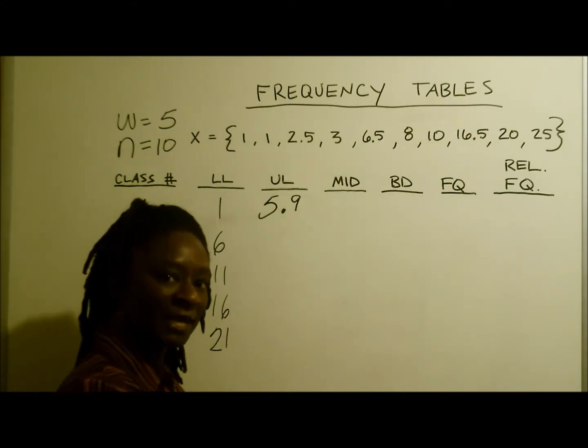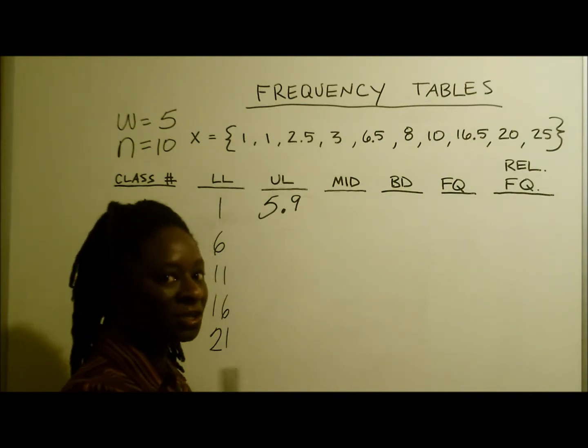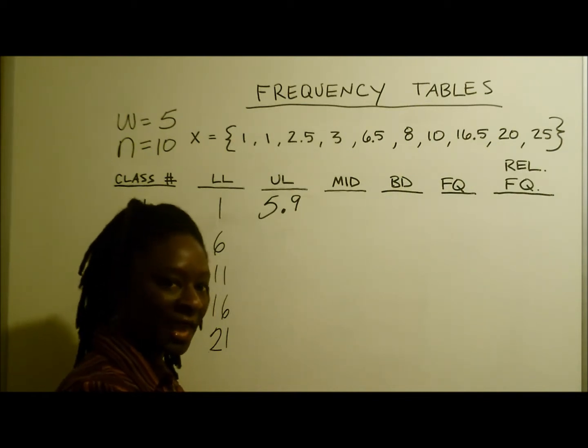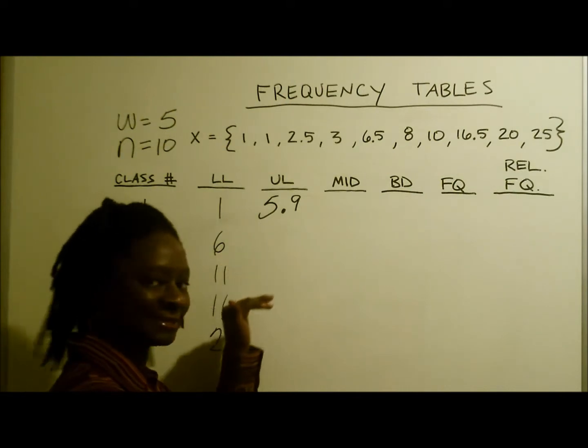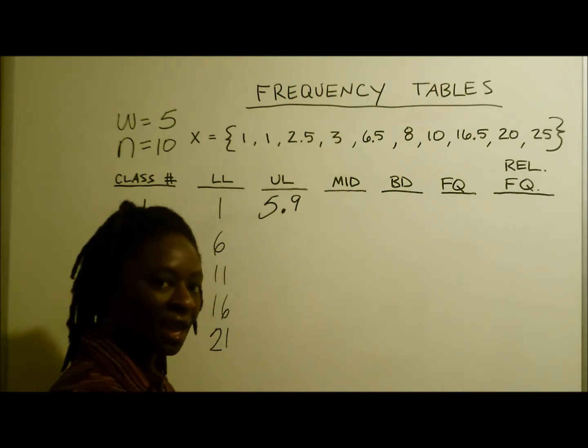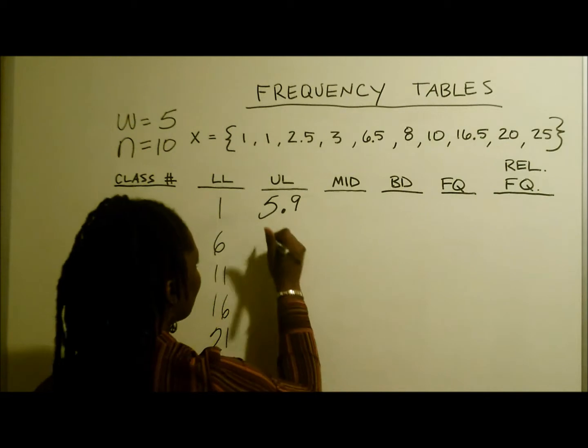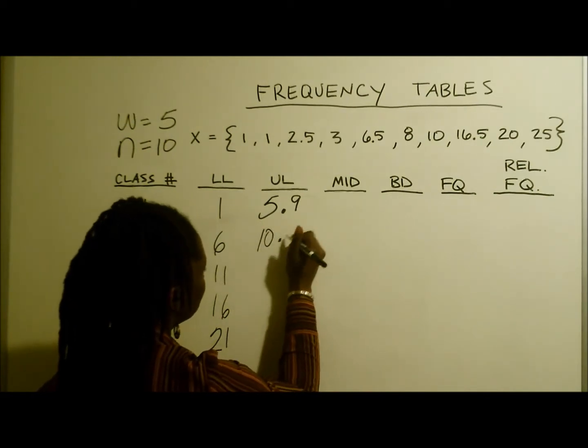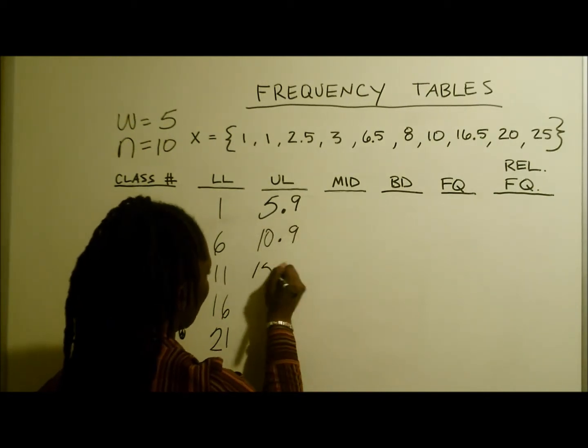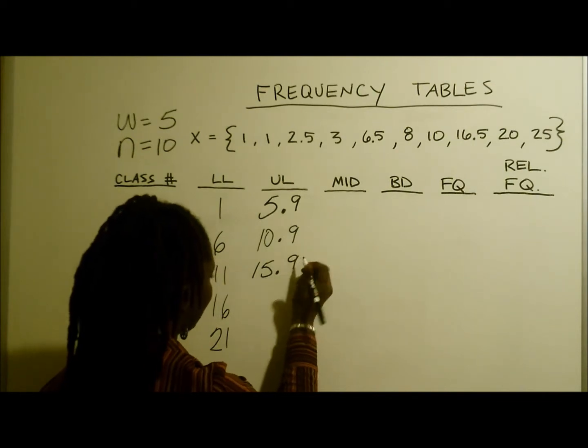So how do we find the rest of our upper limits? You guessed it, we take our width and make sure we have 5 spaces in between each number. So our next upper limit is 10.9, 15.9, and so on.